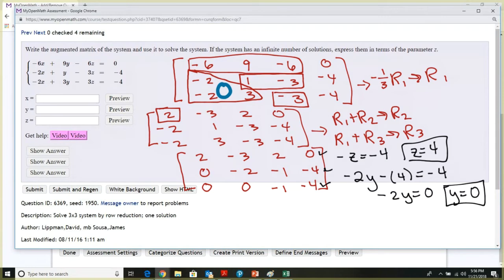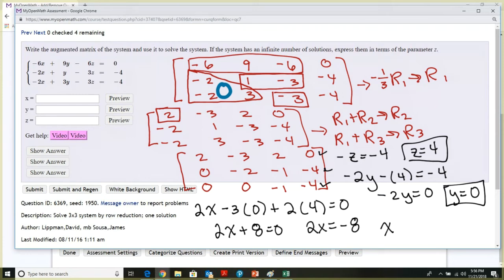Now, so that was the second row. Now go to the top row. So the top row says that 2x minus 3y plus 2z equals 0. So that means that 2x plus 8 equals 0. So 2x equals -8. Therefore, x must be -4. And then remember, you can always check these. So if I were to plug these values in up here at the top, I'd get -6 times -4 is 24, plus 0 minus 24 equals 0. So see, it works in the first one. In the second one, I'm not going to do them all, but you can go back and plug them in and check. That would be 8 minus 12, which is -4, and 8 minus 12 is also -4. So our answer here is going to be -4, 0, 4.